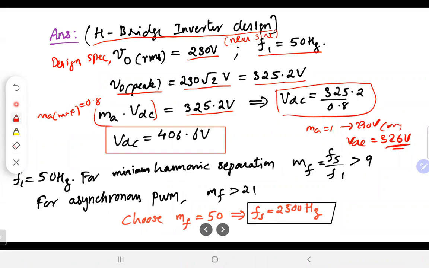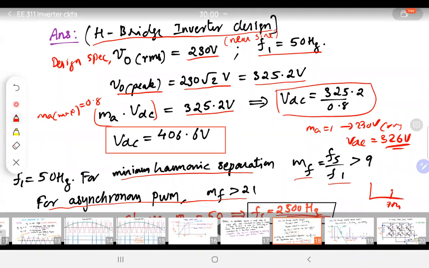Now, if you want asynchronous PWM, you can choose MF to be larger than 21. So you can choose 2500 Hertz as the operating point. And if you want minimum separation, then MF is equal to Fs by F1. This will ensure that the lowest harmonic content is somewhere around the 9th or above. Maybe you will have some 7th harmonic, but that is acceptable in that kind of situation.